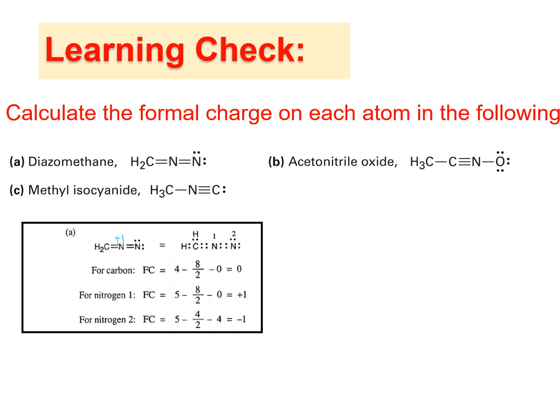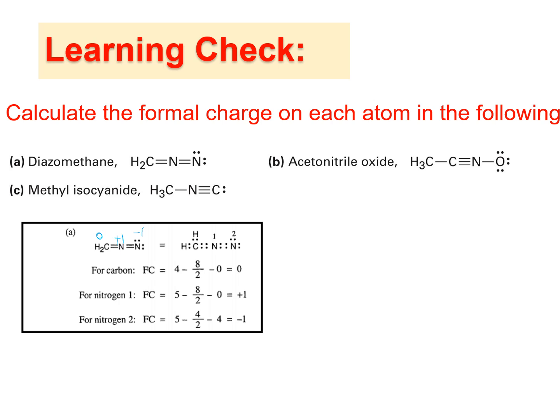What about this nitrogen atom? 5 valence electrons minus 1/2 times 4 bonding electrons, because there are only 2 bonds here. So 1, 2, 3, 4. So 4 bonding electrons divided by 2, minus how many lone pairs? 1, 2, 3, 4. So this nitrogen here gets a formal charge of -1. So we have +1, -1, and this one will be 0.